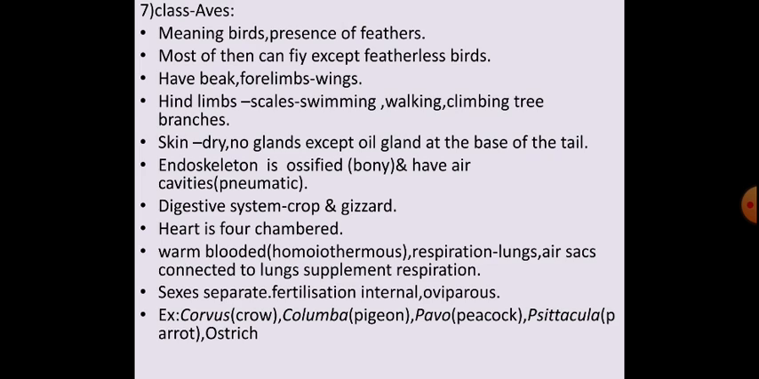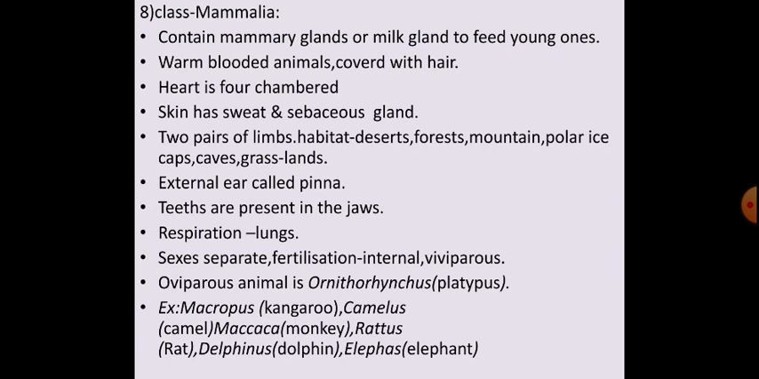The last class of this particular chapter, the last class of Tetrapoda, is class Mammalia. All milk-giving animals are called mammals. We, human beings, are also called mammals. Mammalia contain mammary glands or milk glands to feed young ones. All animals which contain mammary glands are called mammals. And you know mammals are warm-blooded animals.